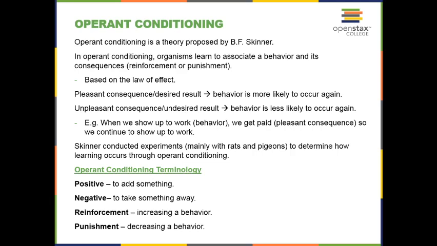Pleasant consequence, desired results, gives behavior is more likely to occur again. Unpleasant consequence or undesired result, gives behavior is less likely to occur again. So you did something good, and then you get the desire that you wanted, and so most likely the behavior is likely to occur again. And if nakay unpleasant consequence, less likely ang behavior. For example, nag-cutting class ka, nasakpan ka sa imong parents, and so ikasaban ka. So, undesired result, the behavior is less likely to occur again. But if you had the desired result, the behavior is more likely to occur again.